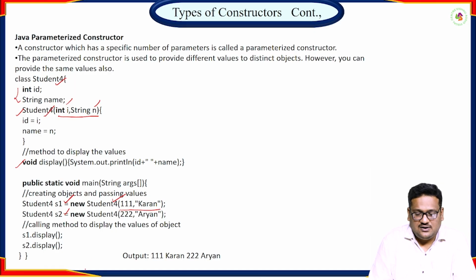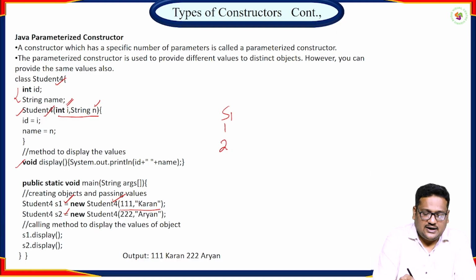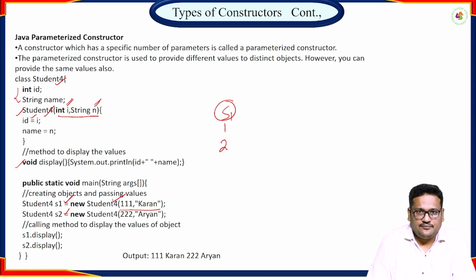The first one is 111, the second one is current. That means with S1 we have passed two values. These two values will be stored into I and n. The I will be assigned to ID, the n will be assigned to name according to S1.